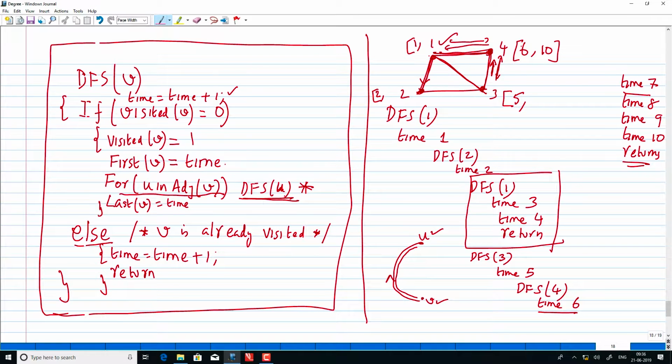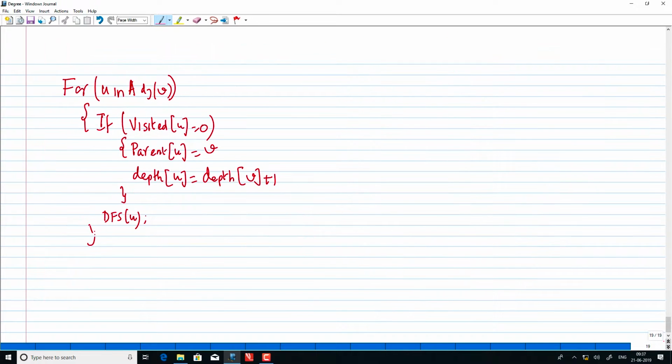Now, in the previous presentation, did I miss something? I claim I did not. I had calculated enough information to get the parent information and the depth information. Fine. You will see this when I do the proof, right? But then, if I don't do this modification, right?